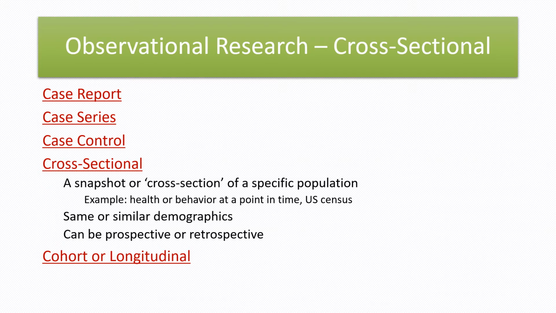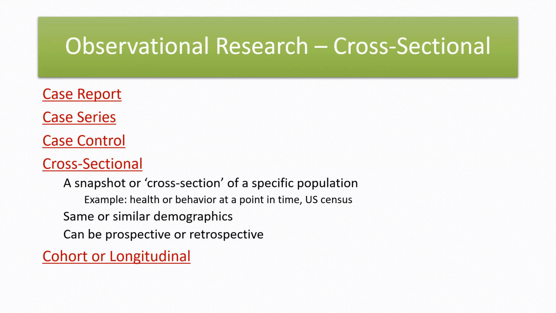Cross-sectional, we're looking at a snapshot or cross-section of a specific population. Example, the health or behavior at a specific point in time. The U.S. Census is a really good example of cross-sectional because we're doing this once every 10 years, gathering data about the U.S. population. Can be people with the same or very similar demographics, and this can either be prospective or retrospective.